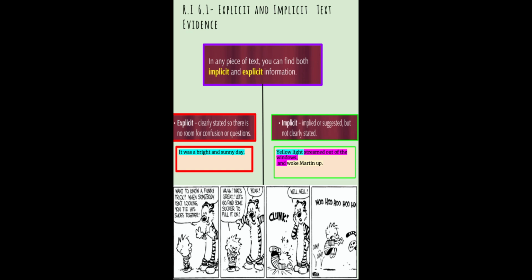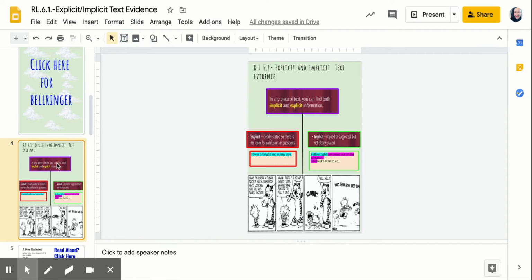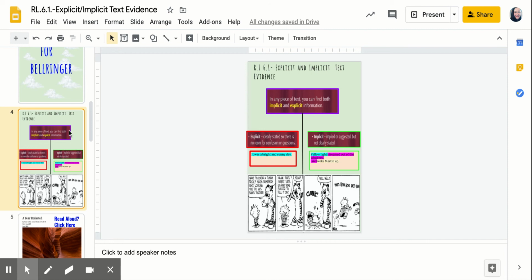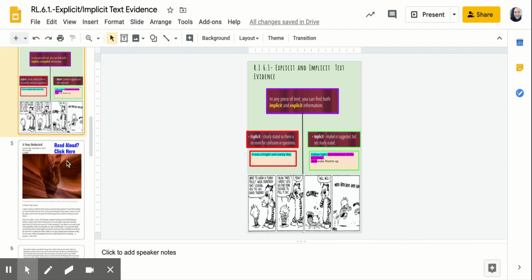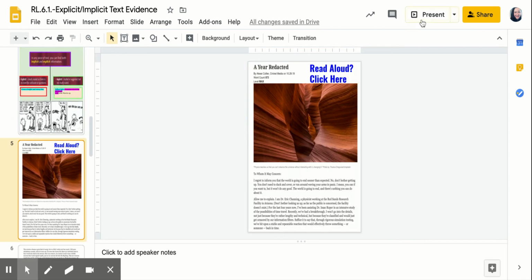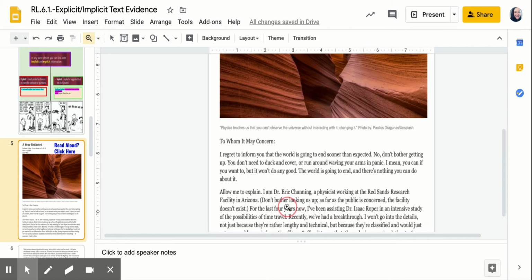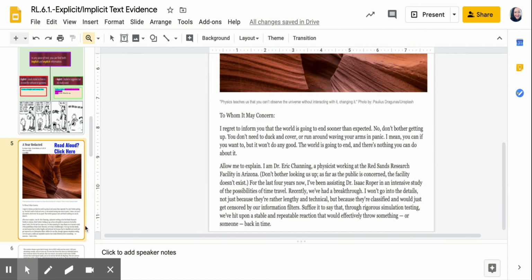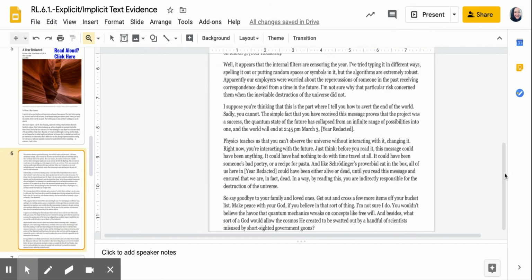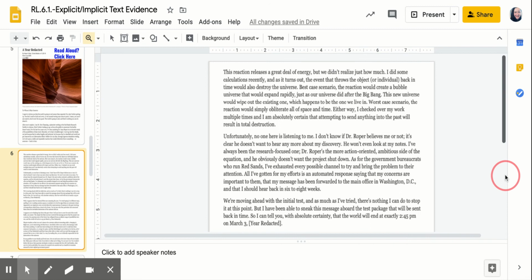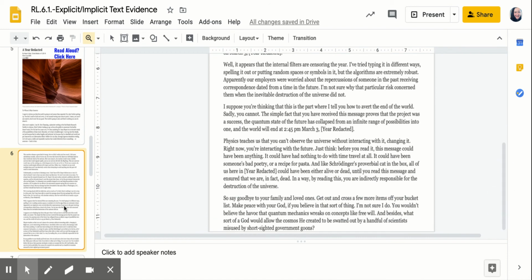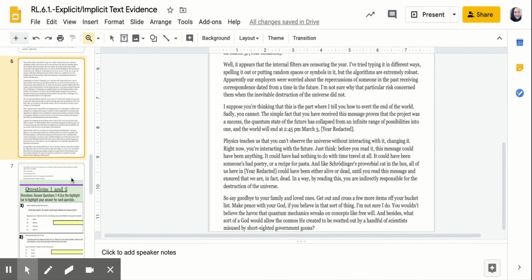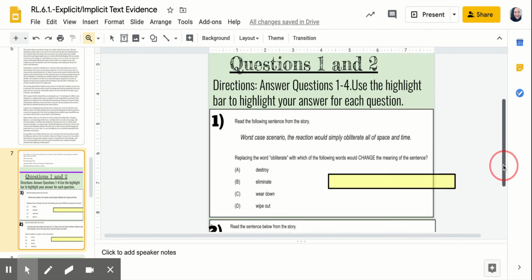Now, after I go through that, and you go through that video that you were supposed to watch on the bell ringer, you're going to read here this passage called A Year Redacted. Now you can press this and zoom in to read. And this is how most people like to do it. And please don't forget that there's a little piece up here.